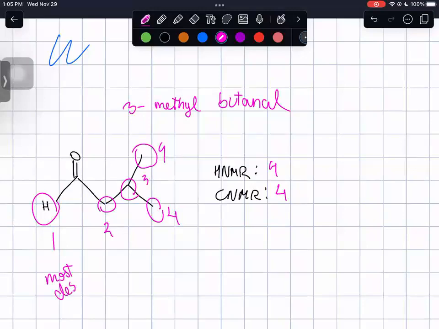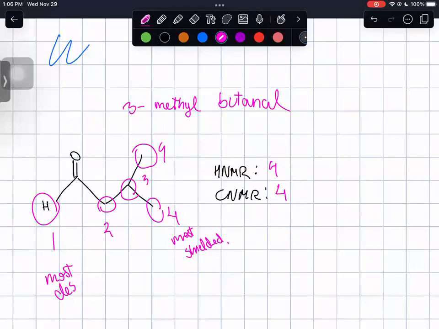Which one is the most shielded? Signal 4, because it lacks electron density outside. The further away you are from something that's electron dense, the more shielded you are. So the methyl groups are further away. It's not about steric hindrance.